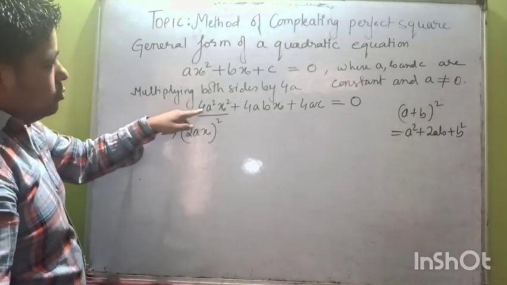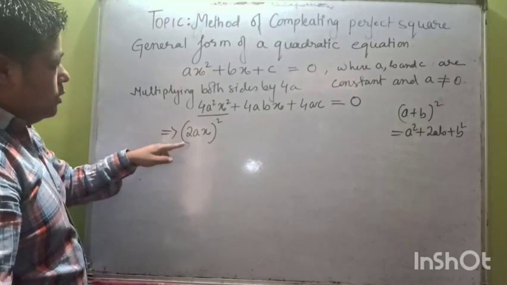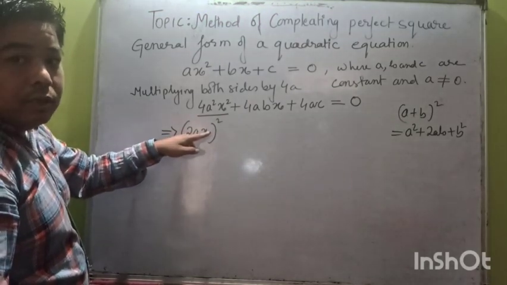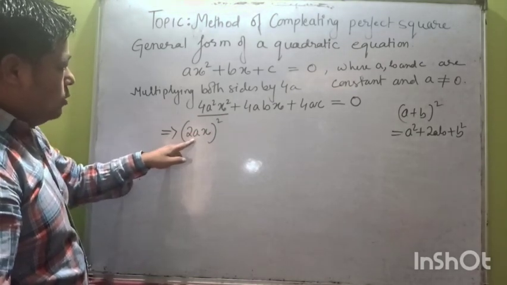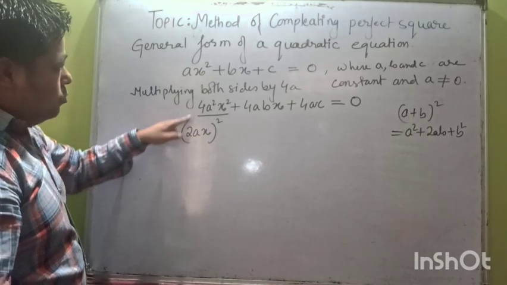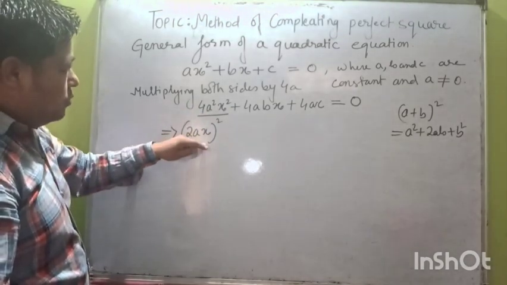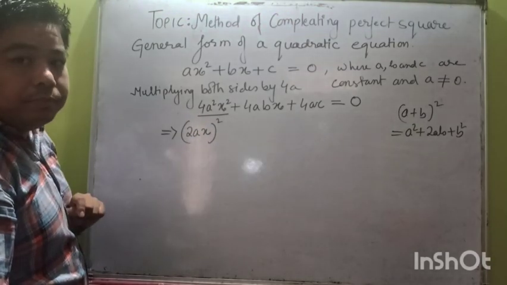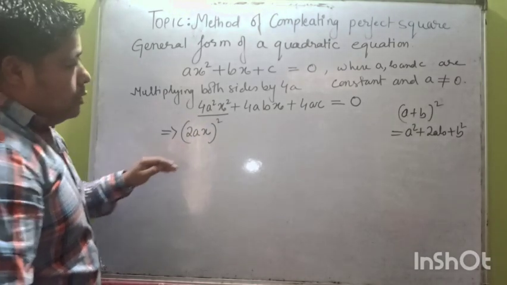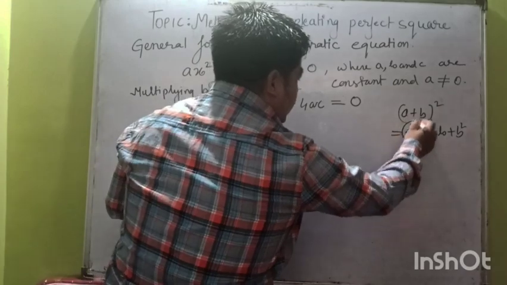We have put 4a square x square in the form of a square as 2ax whole square, because we know that when we square 2ax, we will get 2 to the power 4... that is, 4 a square x square. That means this first term comes from this first term. Here we have our a square.